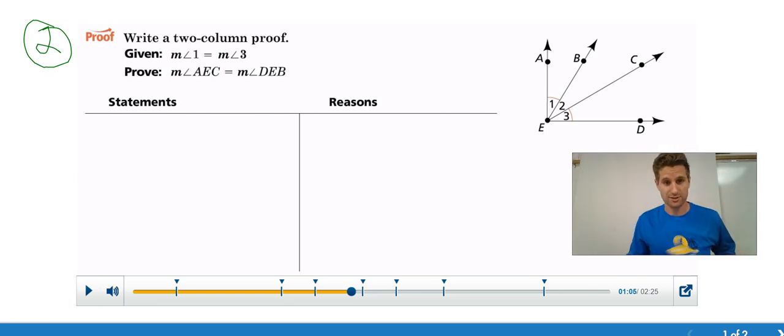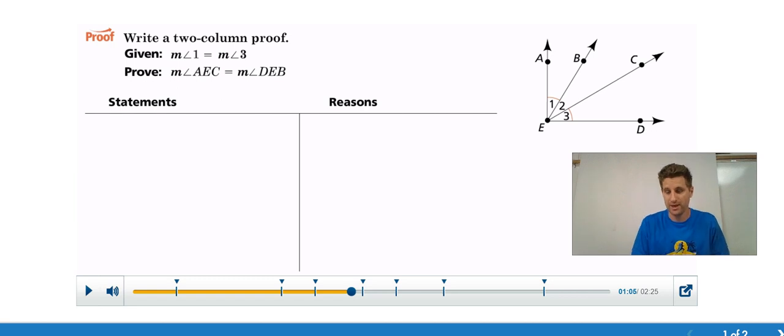Okay? So, let's look at this picture. First of all, it tells me angle 1 and angle 3 are congruent. And we want to prove that AEC is congruent to DEB. So we've got to think of a logical process of how I'm going to show this.